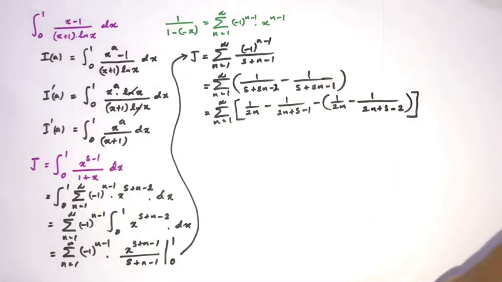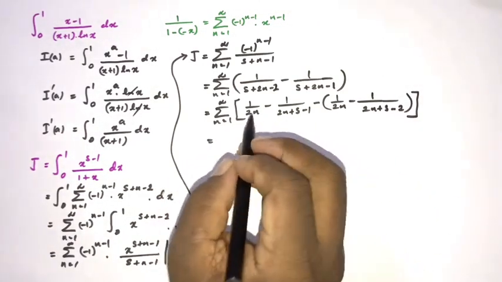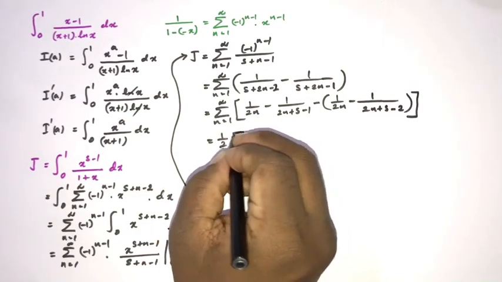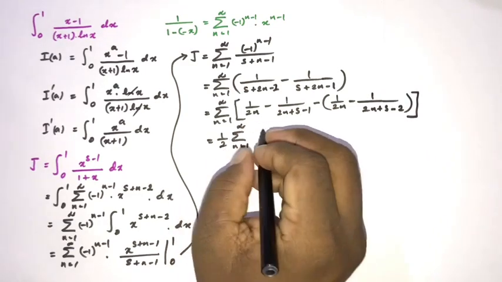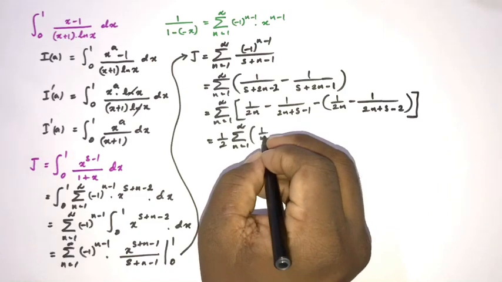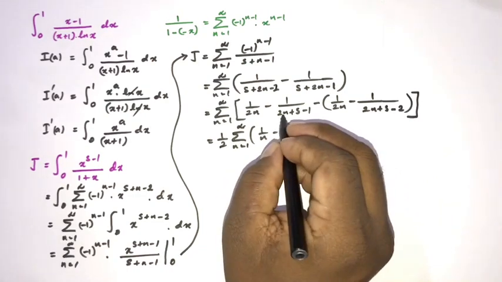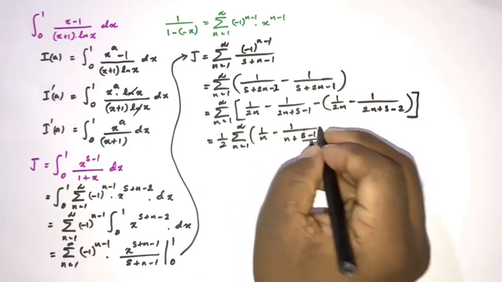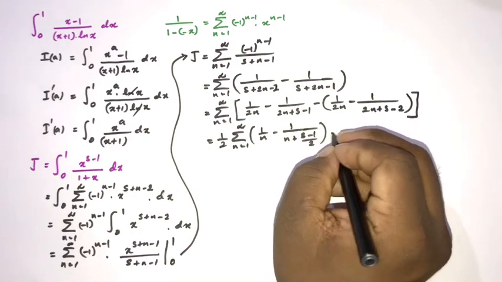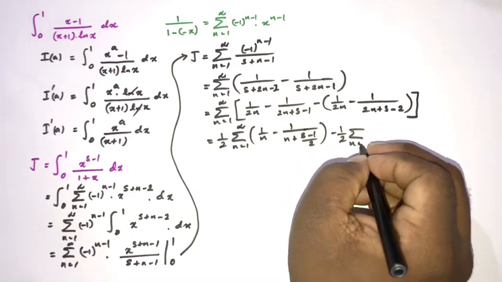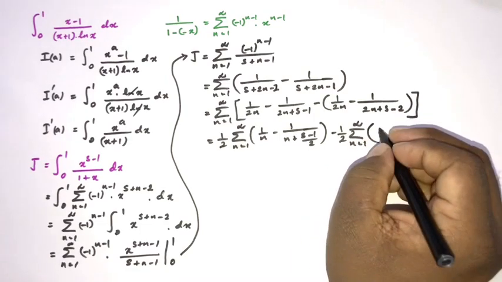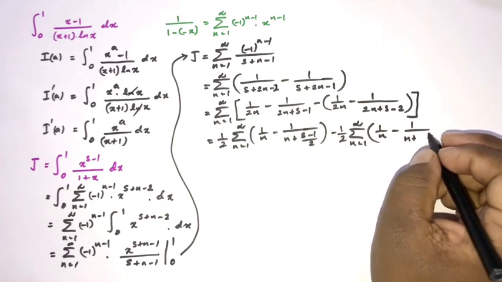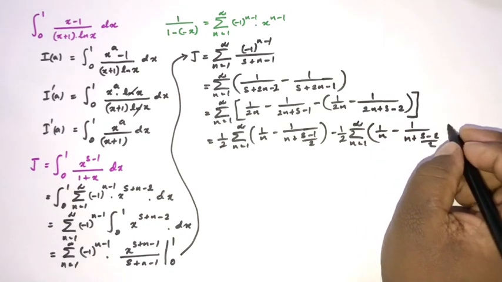Okay, then now I am going to take this 2 as a common factor, so we can write 1 half times the infinite sum n is equal to 1 to infinity of 1 over n minus 1 over n plus (s minus 1) over 2, then again minus 1 half times the infinite sum n is equal to 1 to infinity of 1 over n minus 1 over n plus (s minus 2) over 2.